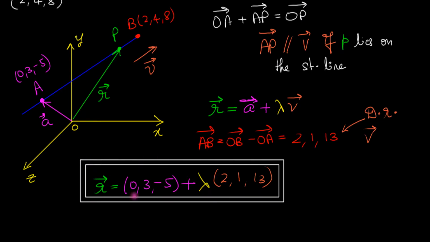Now you could have also written R equals B, this position vector over here, plus lambda times V. So that's equally valid. Okay, so you can do that. I'm not going to write it over here. Let's write the Cartesian form very quickly.